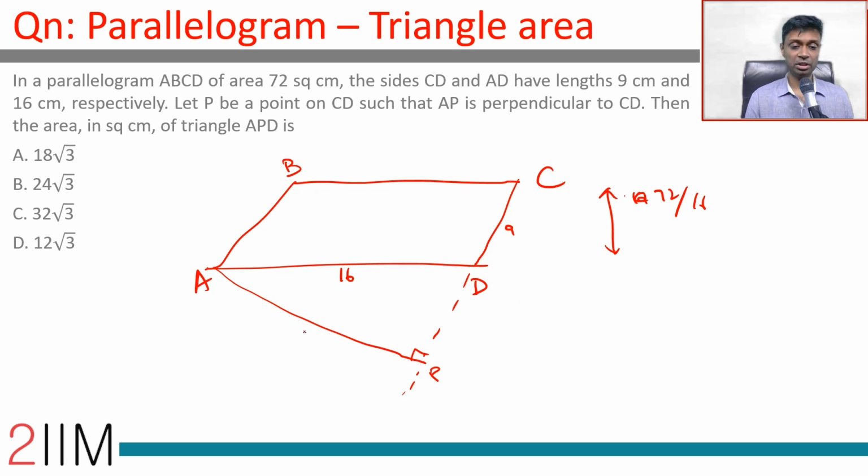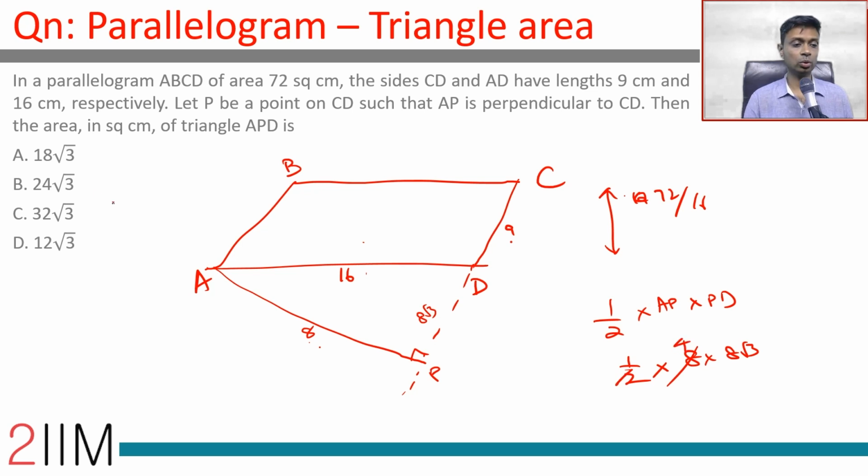We know that AP measures 8. The area in square centimeters of triangle APD is what we need to find. This is 8, this is 16. This should be 8 root 3. We're talking about 1 is to root 3 is to 2. The 30, 60, 90 triangle. 1 root 3, 2. This is a right angle triangle. This is 16. This is 8. How is this 8? Because base into height is area. This is 9. This should be 8. 8, 16. This should be 8 root 3. Area of triangle APD is half into AP into PD. Half into 8 into 8 root 3, which is 32 root 3. Wonderful.